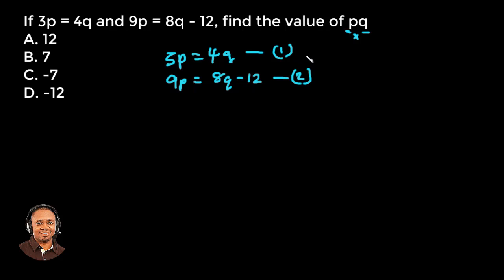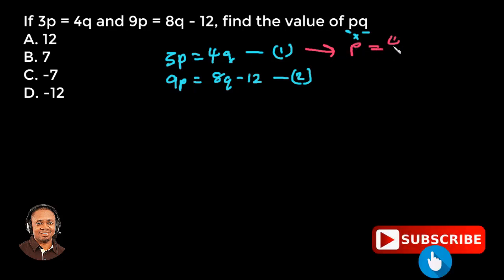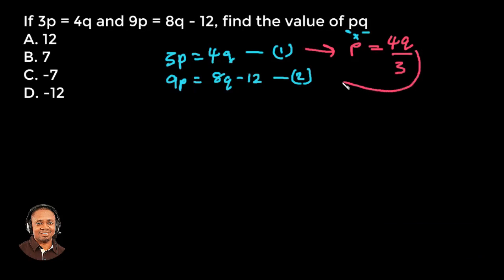From equation 1 we are going to make p the subject of the formula, so we're going to divide both sides of the equation by 3, so we're going to have p equals 4q over 3, and we're going to substitute this for p in equation 2. So now we're going to have 9p, which is now substituted by 4q over 3, equals 8q minus 12. Alright, so now we can see that 3 can go into 9, so we're left with 3.